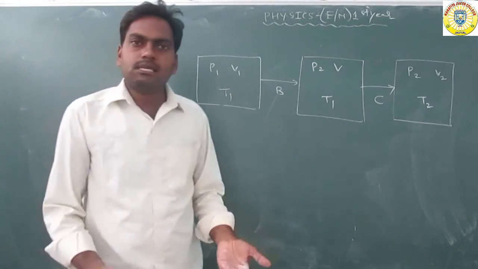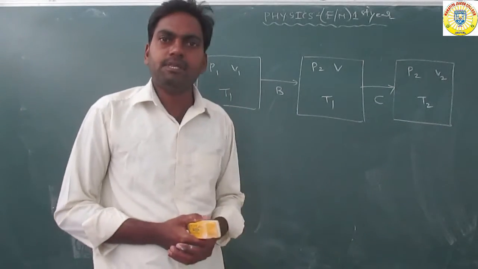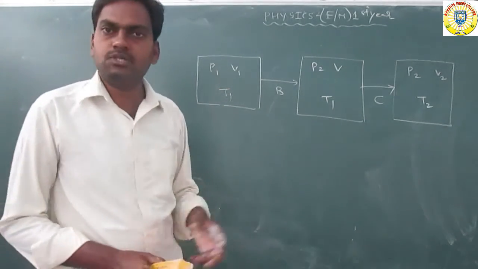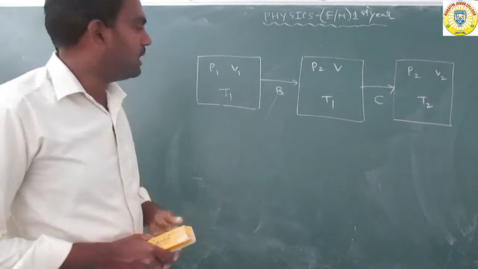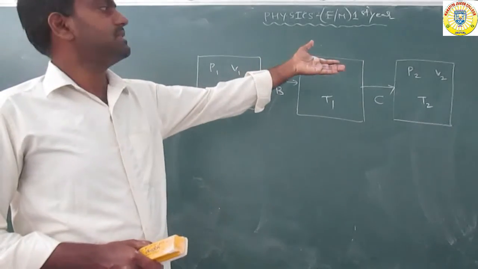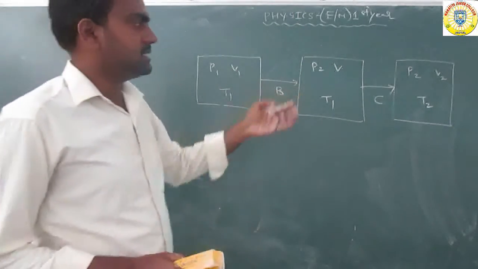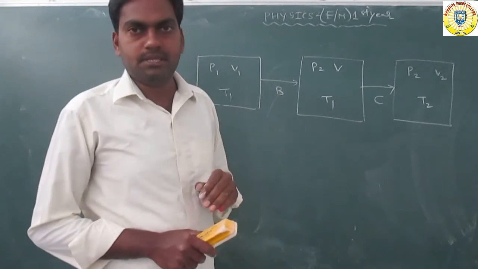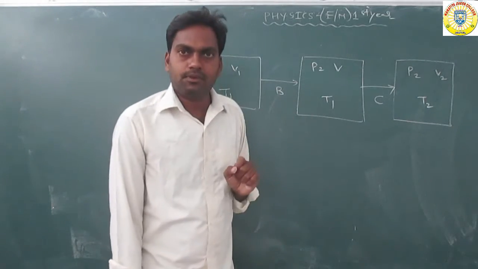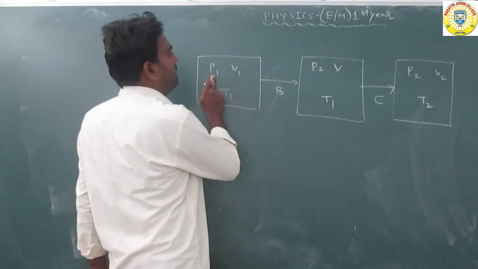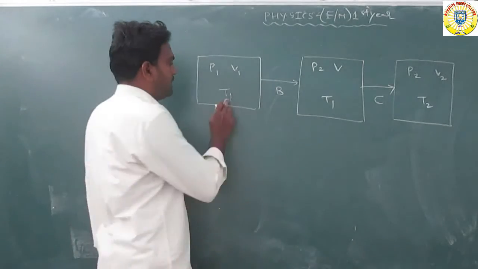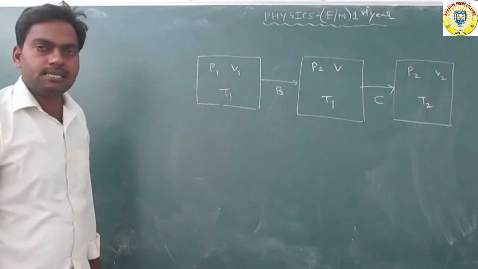So the ideal gas equation is PV is equal to nRT. Got it? Here we take 1 mole of the gas initially, with pressure P1, volume V1 and temperature T1, and we get the final stage P2, V2, T2. Now here we apply Boyle's law, where P1 is converted into P2 and V1 is converted into V, and the temperature is constant.